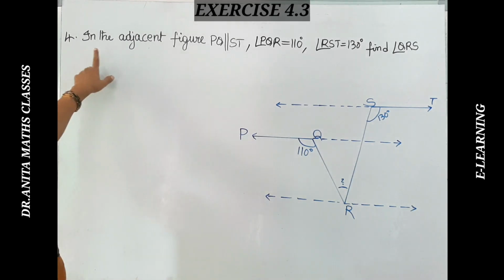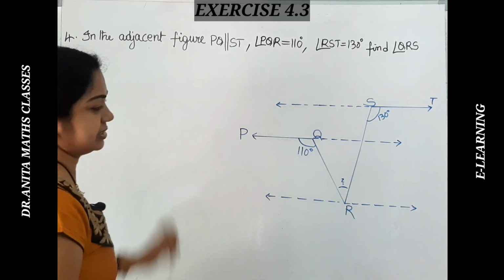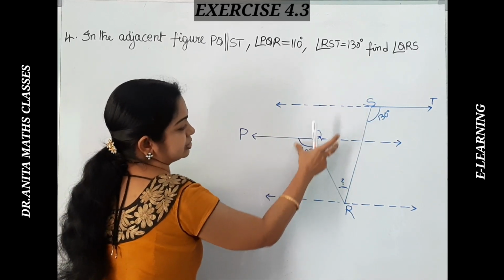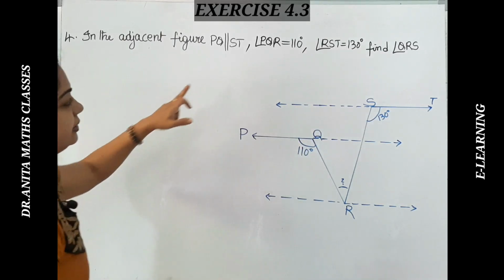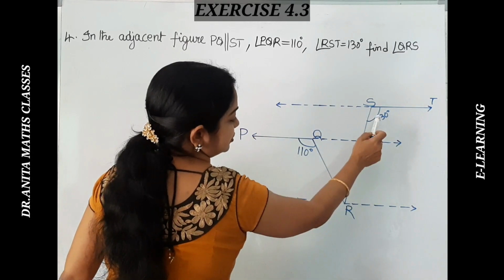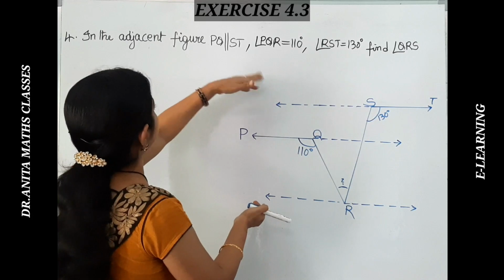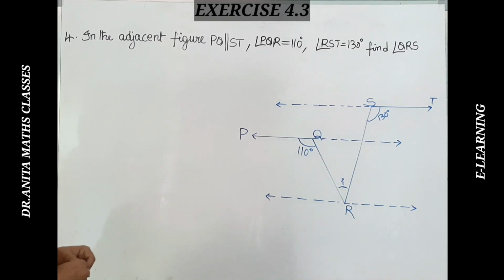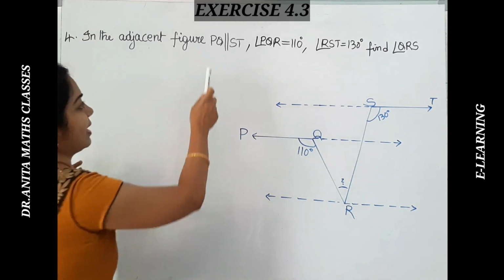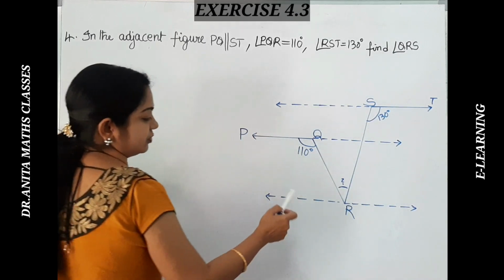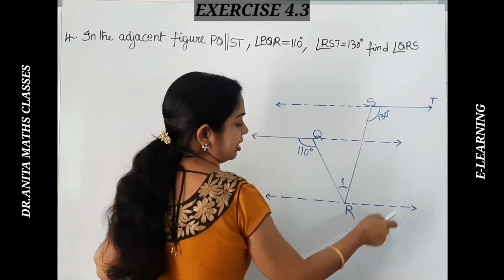Now here in the figure, PQ is parallel to ST, given. These two are parallel. And angle PQR is equal to 110 degrees. Angle RST is 130 degrees. If you see these two, PQ is parallel to ST, and by the axiom, lines parallel to the same line are parallel to each other. See here, PQ is parallel to ST, and also the straight line I have drawn is parallel to ST.